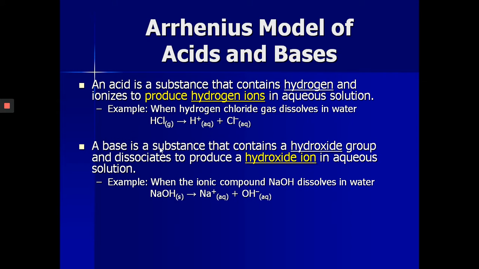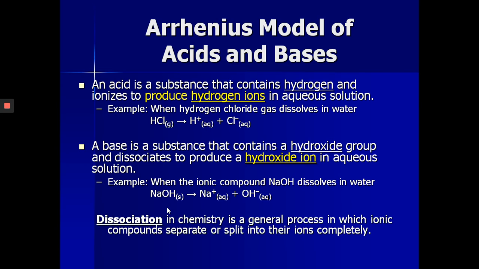A base is a substance that contains a hydroxide group and dissociates to produce a hydroxide ion. So hydroxide is a polyatomic ion, OH minus, and any kind of species that produces a hydroxide ion is considered an Arrhenius base. For example, when NaOH, sodium hydroxide, dissolves in water, this is going to produce a Na plus cation and a hydroxide minus anion. Since it produces the hydroxide anion, NaOH is considered an Arrhenius base.